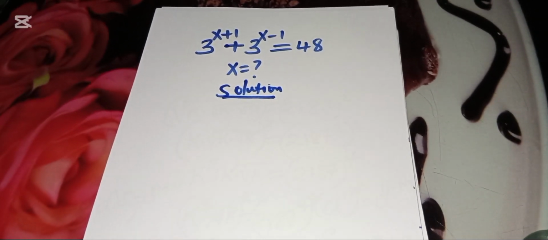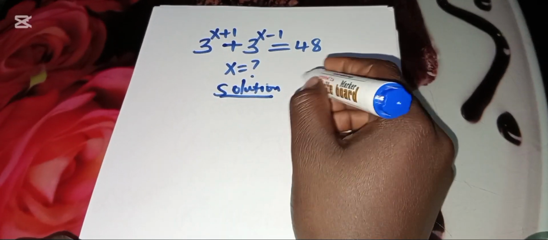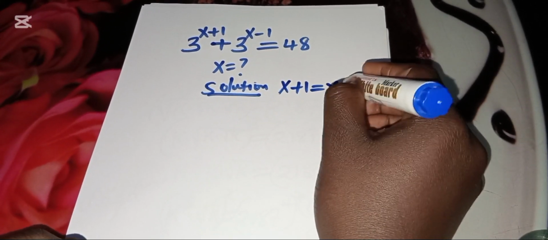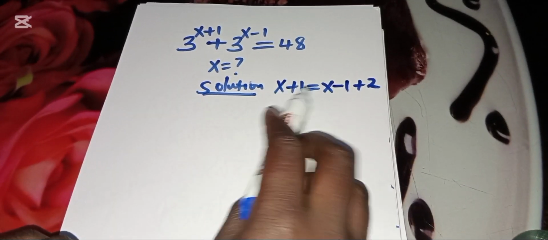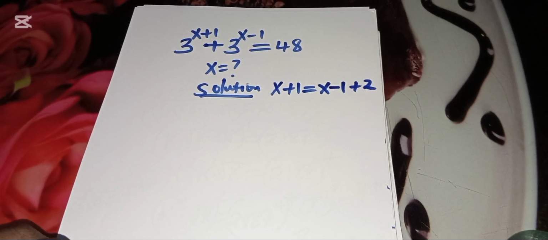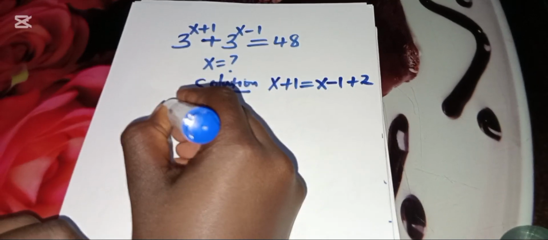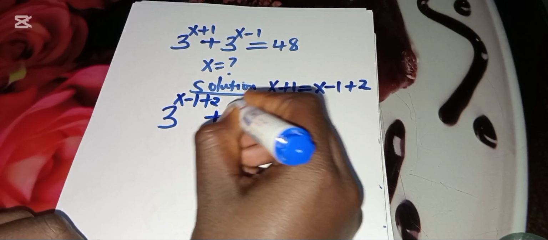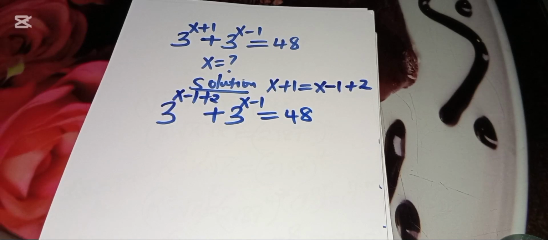Now, as you can see, 3 raised to power x plus 1 plus 3 raised to power x minus 1 is equal to 48. So x plus 1 can be expressed in the form of x minus 1 plus 2. So let's substitute x plus 1 with x minus 1 plus 2, so that we're going to have 3 raised to power x minus 1 plus 2 plus 3 raised to power x minus 1. This is supposed to give us 48.